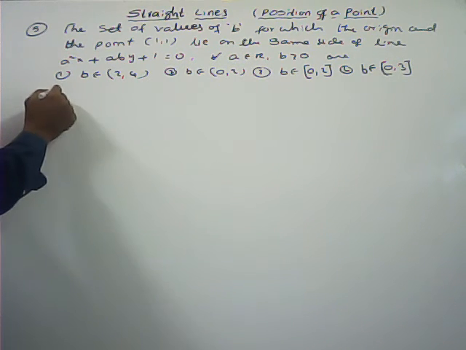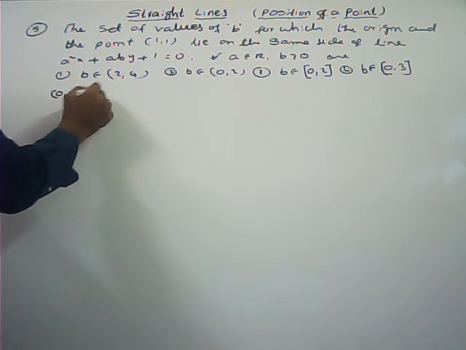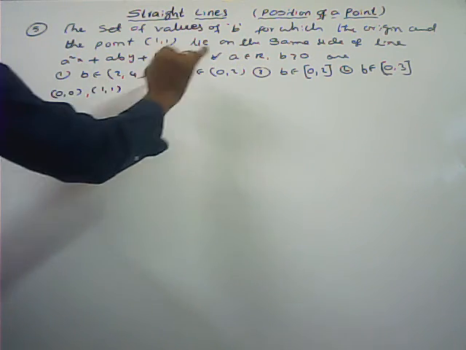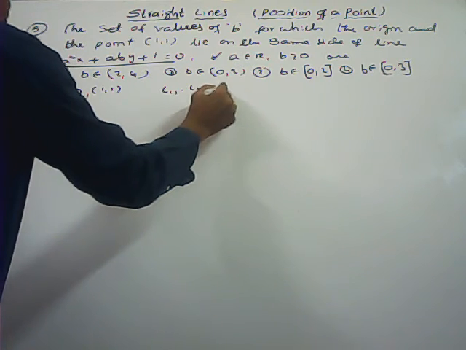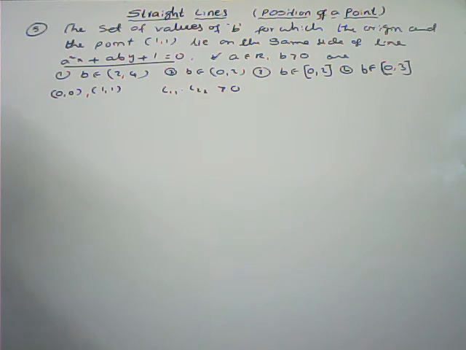Here the origin and the point lie on the same side of this line. Therefore, L11 into L22 should be more than 0. Same side means greater than 0. Opposite side means less than 0.